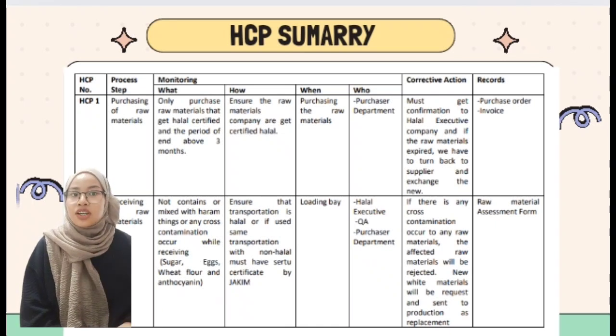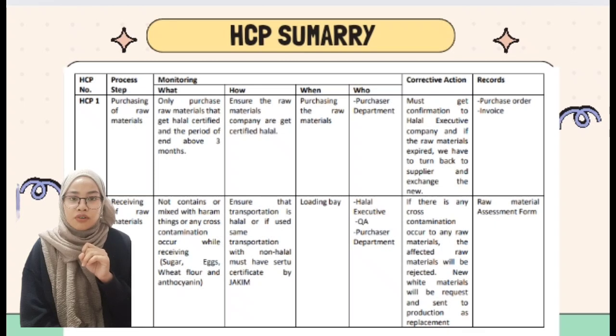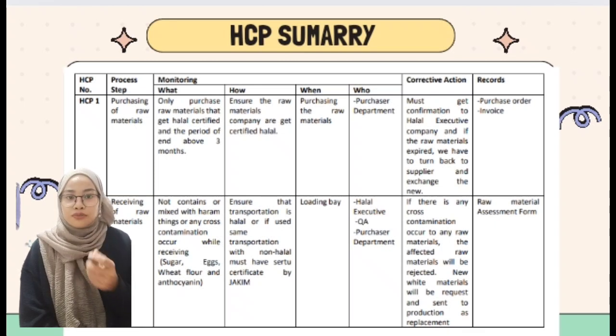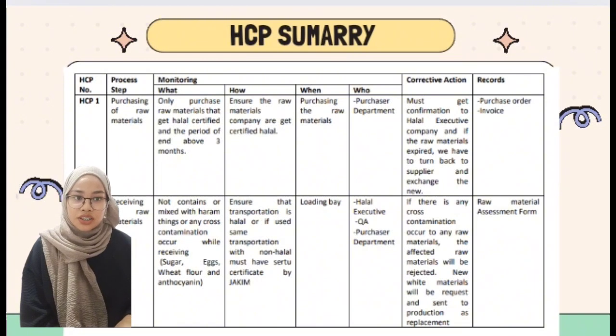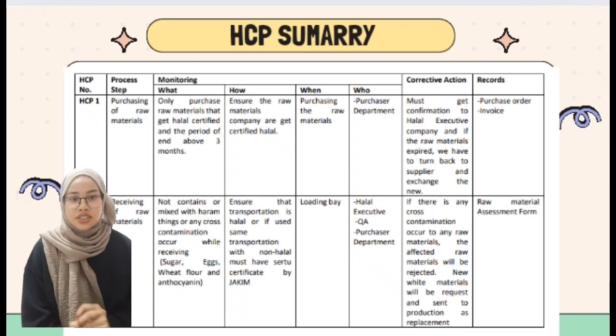For the second HCP, receiving of raw material. Not in contact or mixed with haram things, and no cross-contamination occurs while receiving, such as sugar, egg, white flour, and anthocyanin, which gives flavor to bahulu. How? Ensure the transportation is halal, or if it uses the same transportation as non-halal, it must have a certificate by JAKIM. When, loading bay. Who? Halal executive, quality assurance, purchaser department.